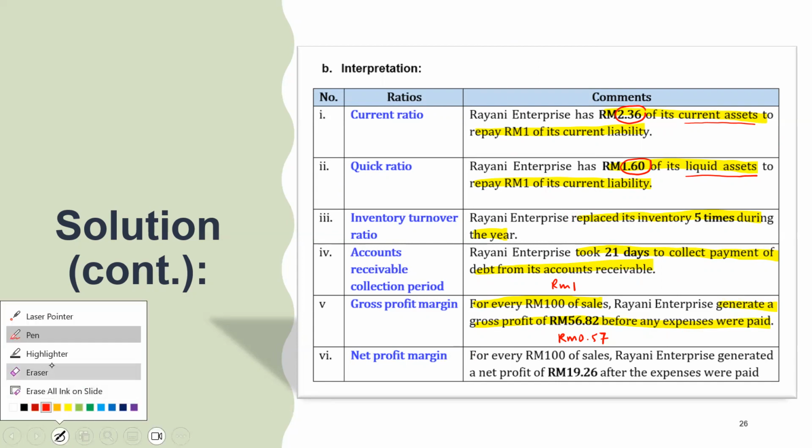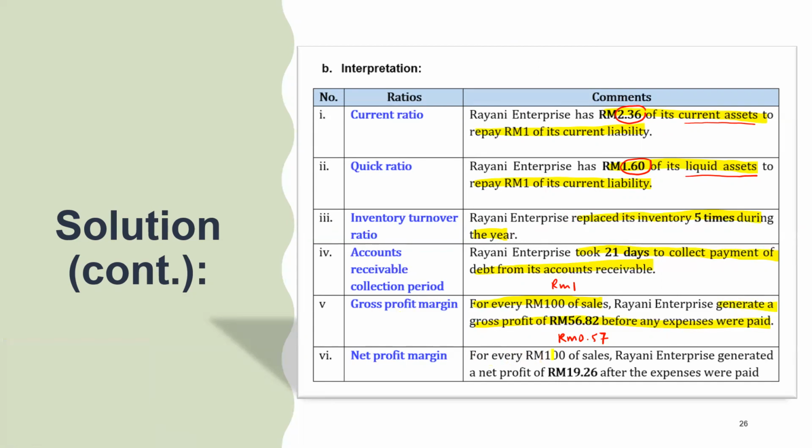Okay, last but not least, the net profit margin. For every RM100 of sales, Rayani Enterprise generates a net profit of RM19.26 after the expenses were paid. Okay, that's how the answer should be presented.